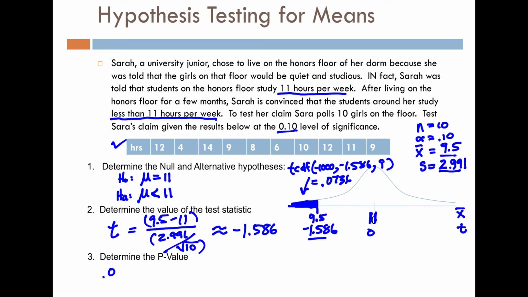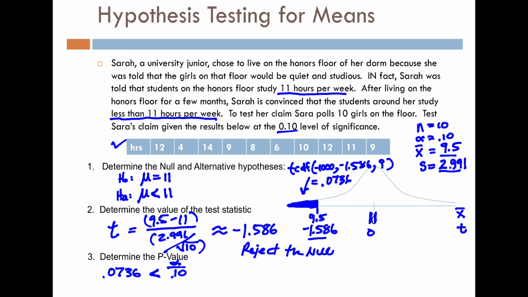My p-value is 0.0736, which, compared to my alpha at 10%, is less than that, meaning there is a 7.36% probability of getting this sample result, 9.5, or something more extreme, so further into the tail, if the null was true. So there's a 7% chance that this result would occur if the true population mean was 11. This gives us enough evidence to reject the null.